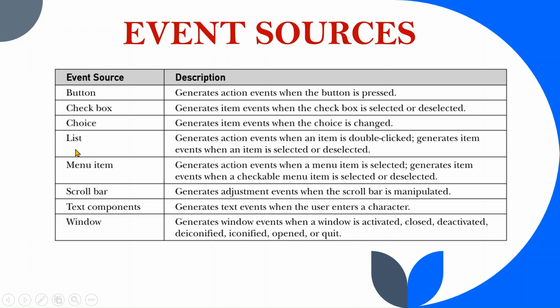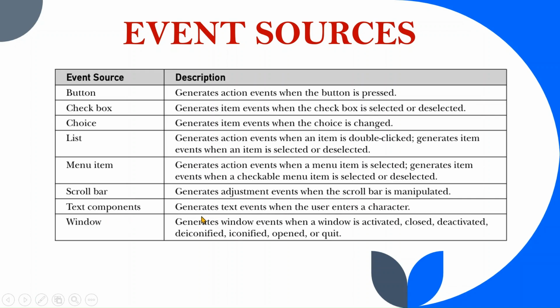Selection is changed. Then list is nothing but a list box. It generates action events when an item is double clicked. It generates item events when an item is selected or deselected, that is single click. Menu item is one more component. It generates action events when a menu item is selected, and item events when a checkable menu item is selected or deselected. Then scroll bar, for which we have seen the adjustment events. It generates adjustment events when the scroll bar is manipulated.